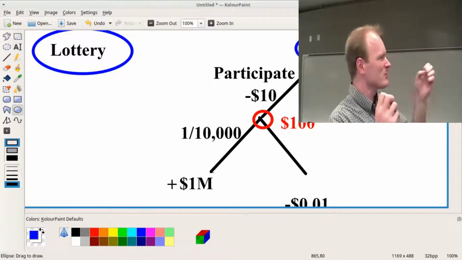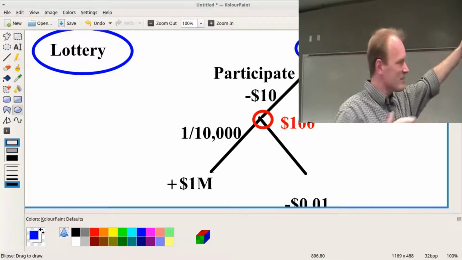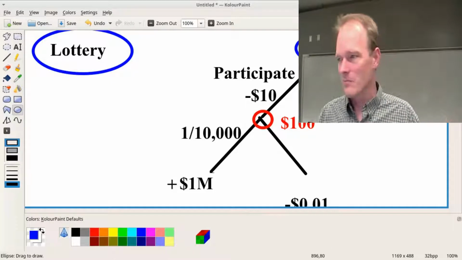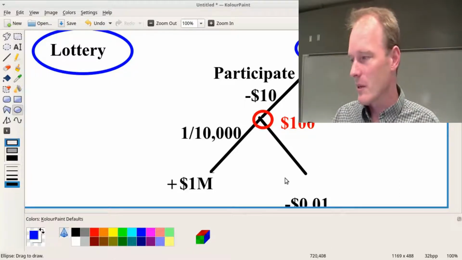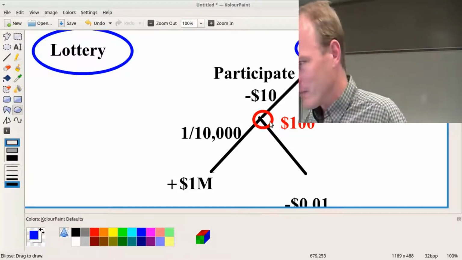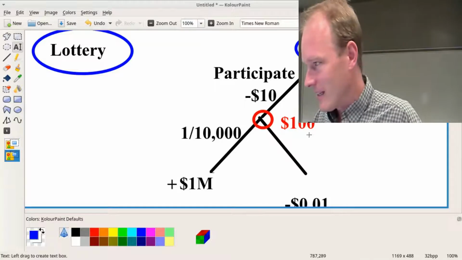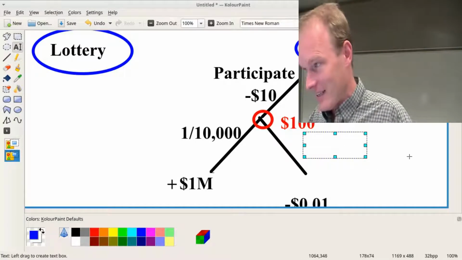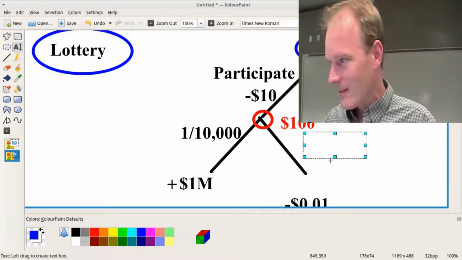But if for some reason somebody really did present this game to you, should you participate? Oh, I didn't subtract that 1 penny. Dang it. The utility of being in this state is actually $99.99.